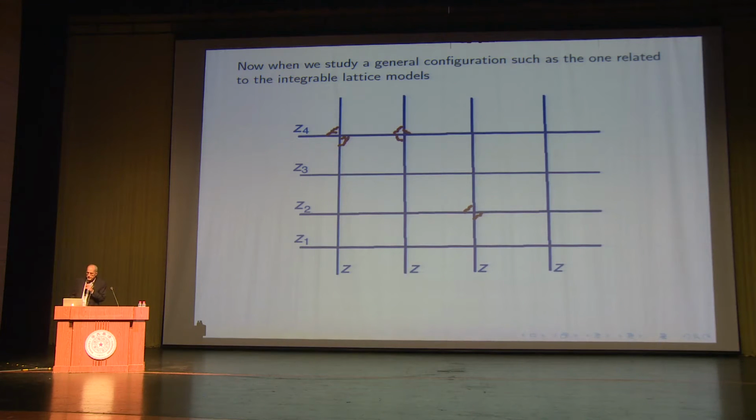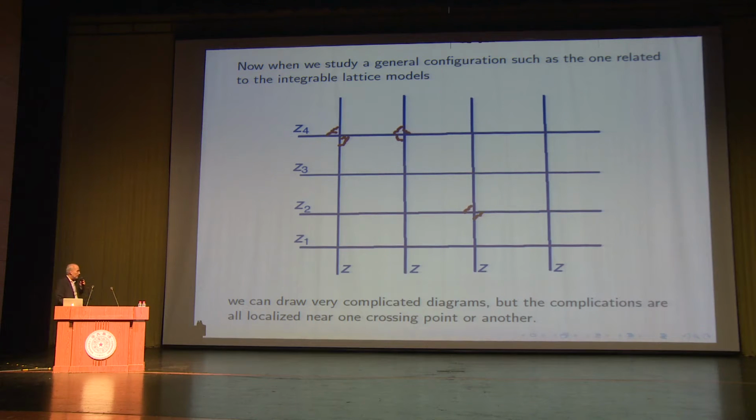So now let's look at a general configuration like the one related to the integrable lattice models. We can draw very complicated Feynman diagrams, but the complications are all localized near one crossing point or another. So we can draw a mass near any crossing point we want, but a contribution relating one line to another is negligible, and any contribution that isn't near one of the crossings is irrelevant. So away from the crossing points, since the gauge field was 0, that was the unique classical solution we're expanding around, each spin is just interacting with A equals 0, so it just behaves as a free spin. And there are interactions, but only when they cross.